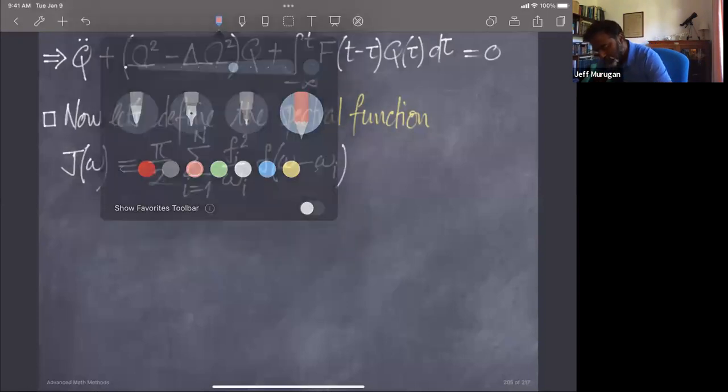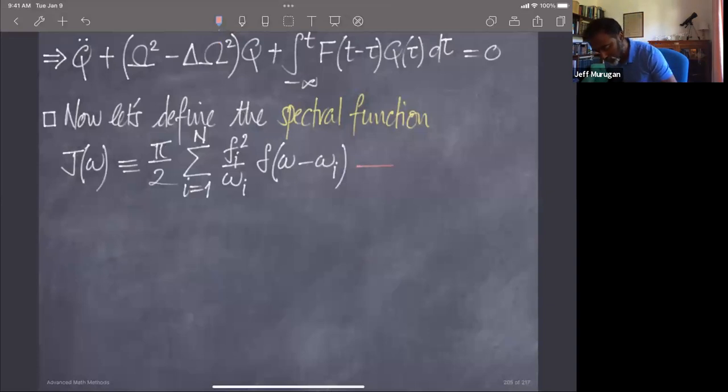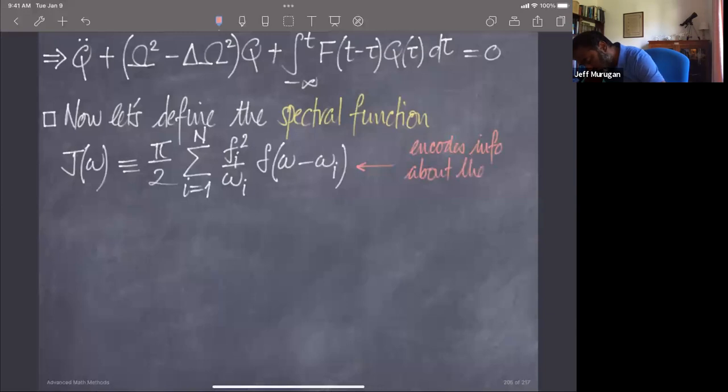So this guy characterizes this. So this encodes information about the couplings and frequencies of the oscillator bath.